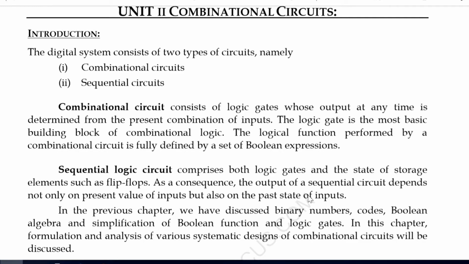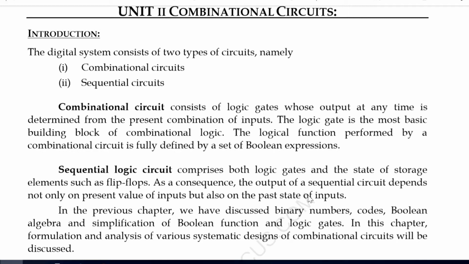So what are combinational circuits? Combinational circuits consist of basic logic gates whose output at any time is determined from the present combination of inputs. That is, your combinational circuit at any point of time is dependent only on the present state. The combinational logic gate is the most basic building block for combinational logic circuits.